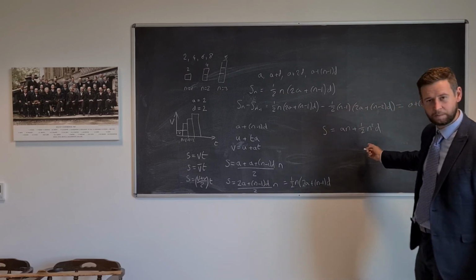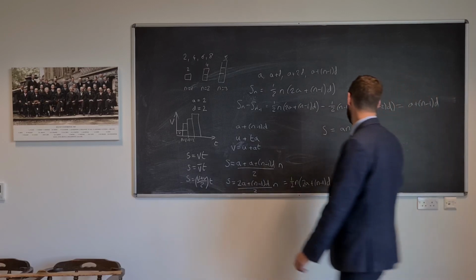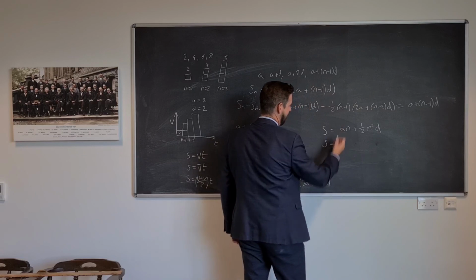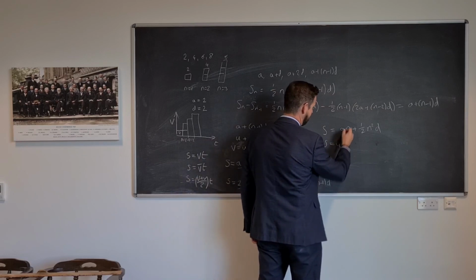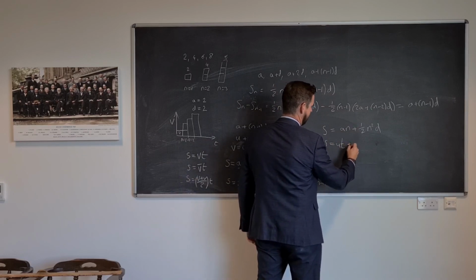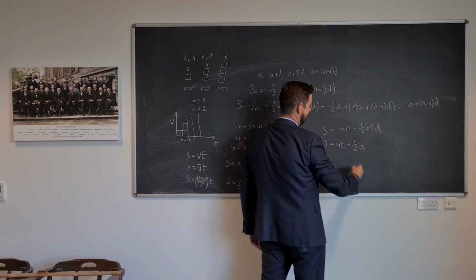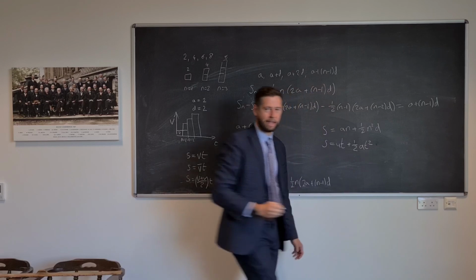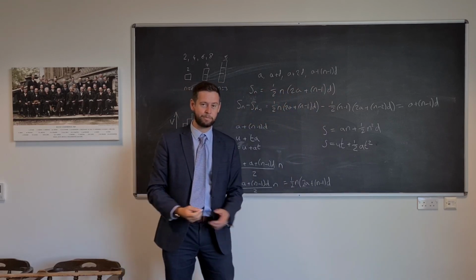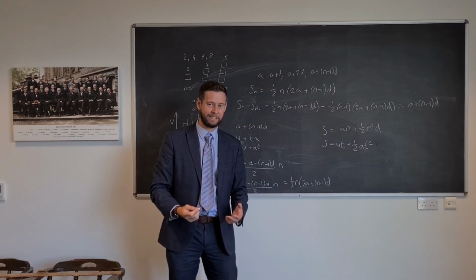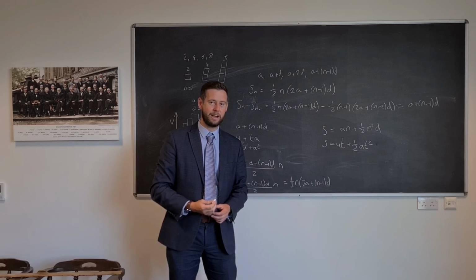Now you've never seen this before, or have you? Well, let's have a little look. s equals, a was equal to the initial velocity u, n was equal to the time, plus a half, d was equal to the acceleration, and n was equal to time. There we have it. That is Galileo's expression for an accelerating object, finding the displacement of an accelerating object.